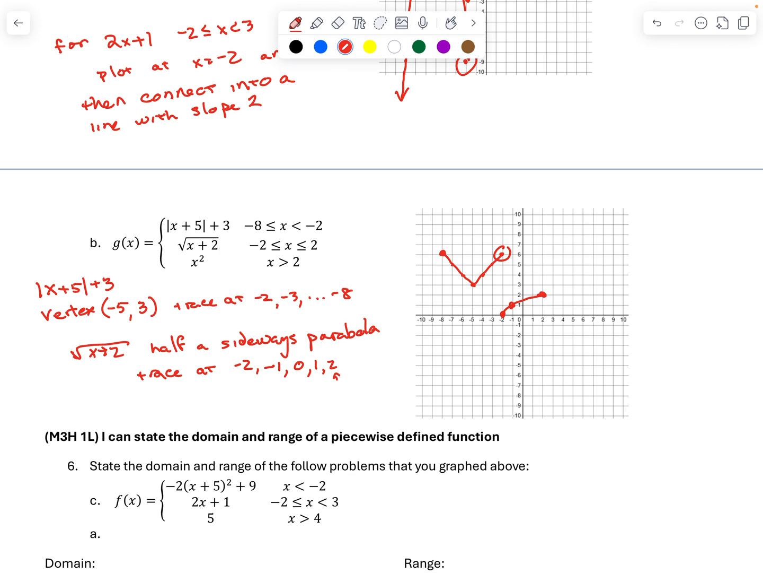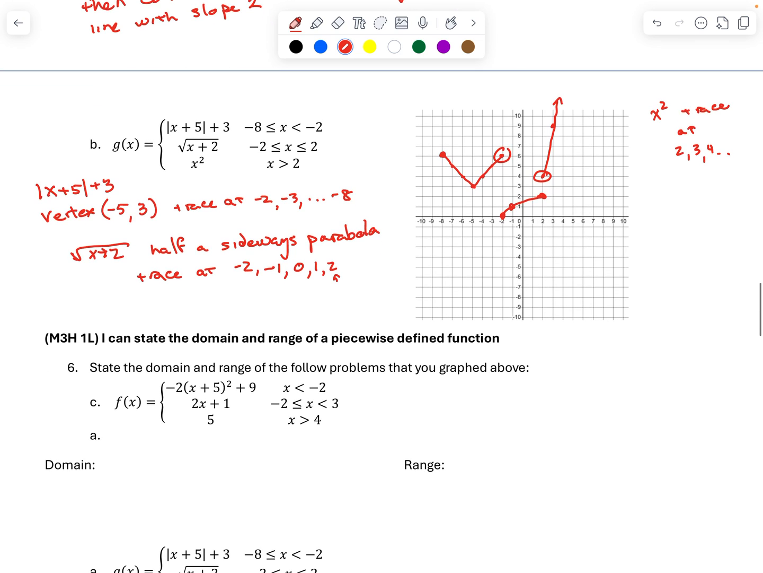X squared to the right of 2. So, till you run out of space. Let's see. 2, 4, 3, 9. Okay, that's out. Notice that it looks like a line, but it's not really a line. And it's an open circle at 2. Anywhere you have a closed-in circle, look to see if you have another circle above it. You need to make sure one of them's open.